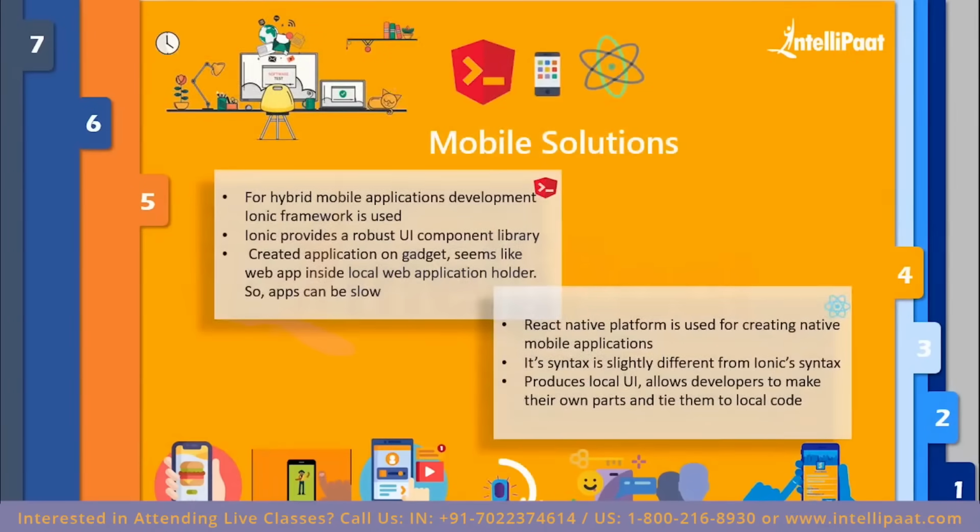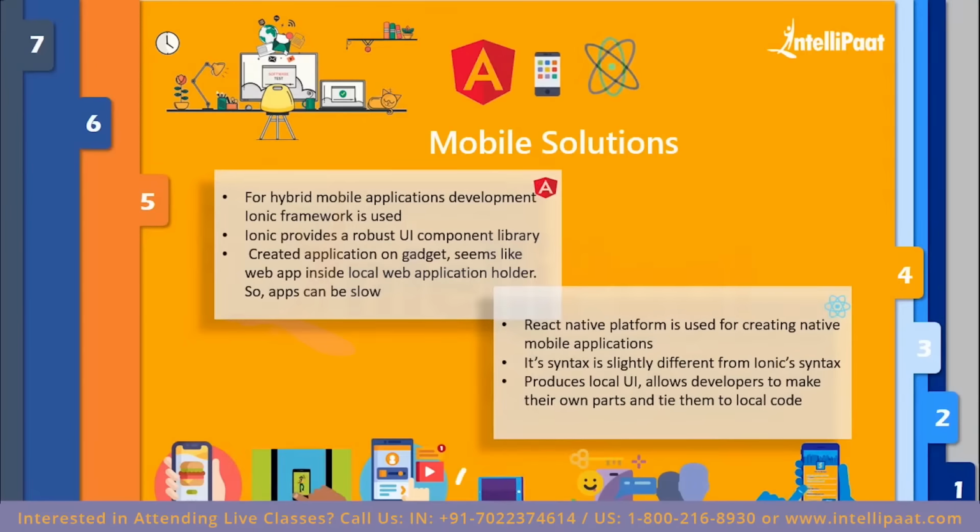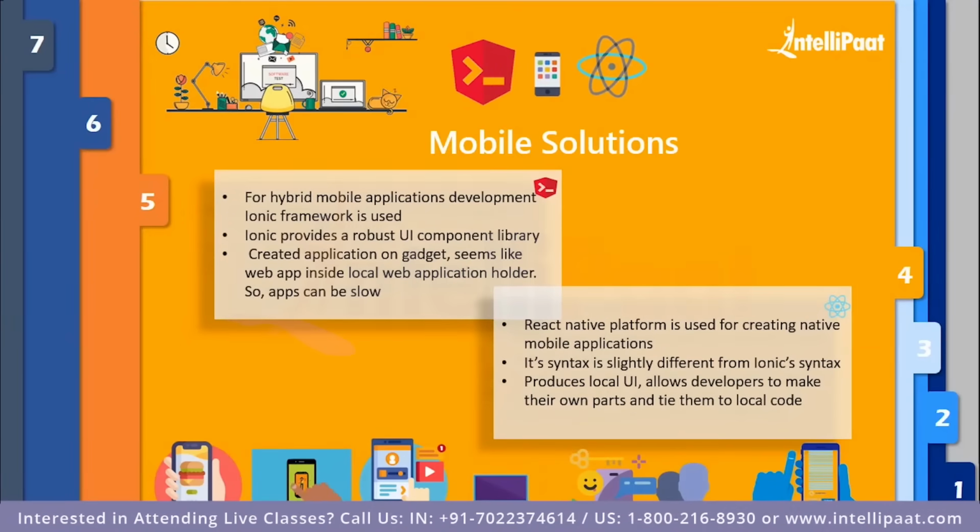So guys, both Angular and React can be used for creating mobile applications. In order to develop hybrid mobile applications in Angular, the Ionic framework is used, and Ionic uses a Cordova container which is incorporated with Angular. Ionic provides a robust UI component library that is easy to set up and develop hybrid mobile applications. Hence, if you see the created applications on any gadget, it seems like a web app inside a local web application holder, right? So the apps can be quite slower.